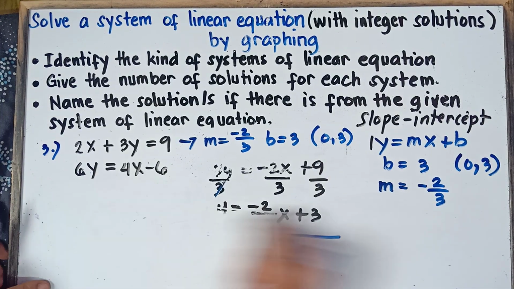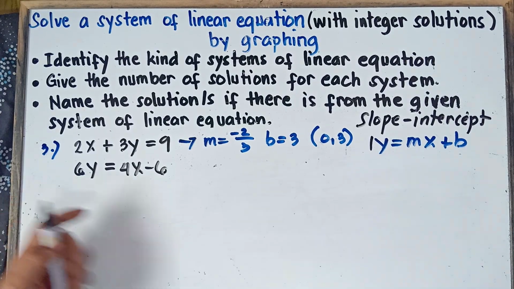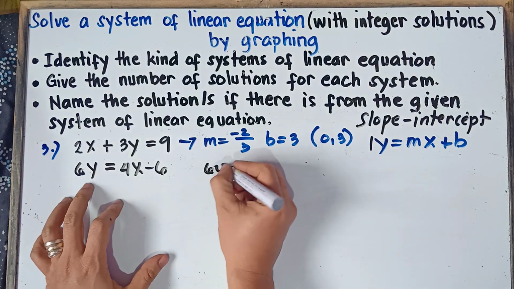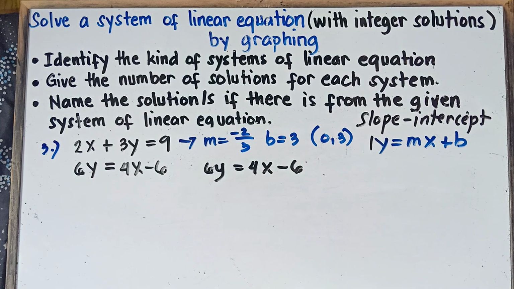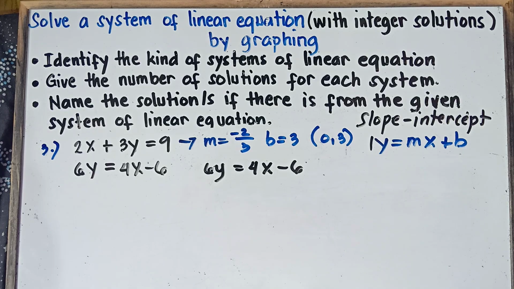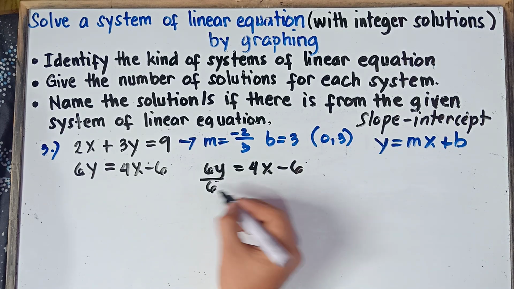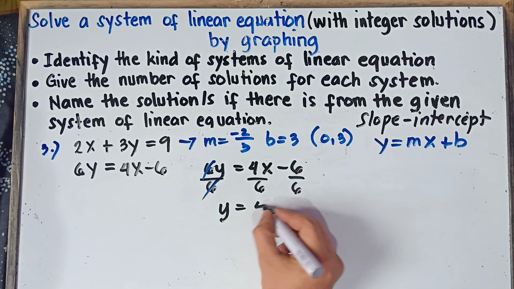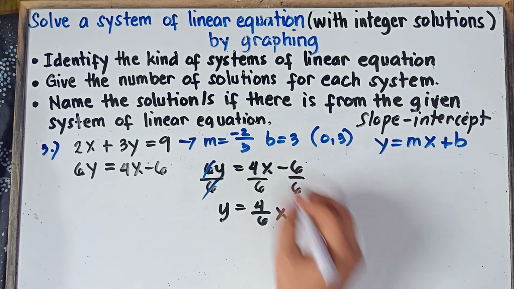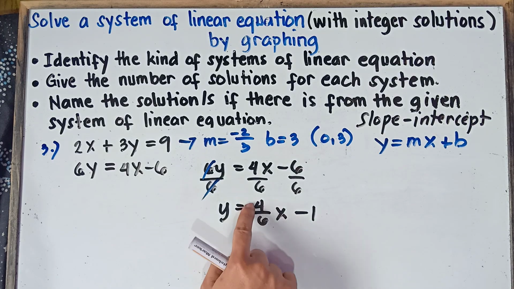Alright, so let's have this one. Alright, so this one we have 6y equals 4x minus 6. Alright, so therefore, to have this form, y equals mx plus b, we can divide both sides by 6, divide by 6, divide by 6, cancel this out. So y is equal to 4 over 6, copy x, and then negative 6 divided by 6, that would be negative 1. Now, can we reduce this one, class?